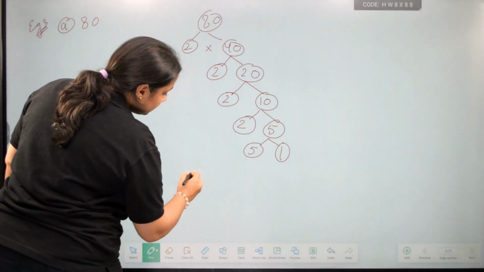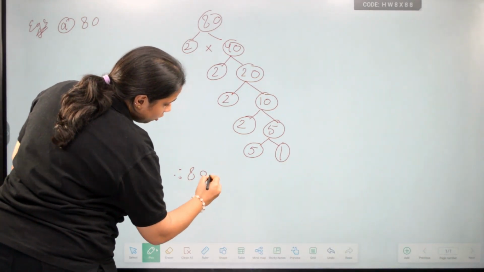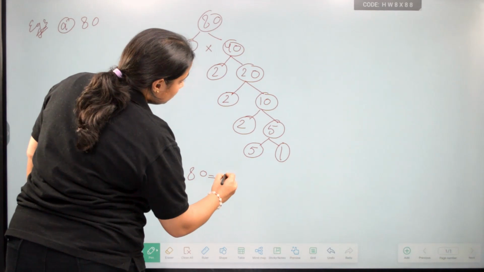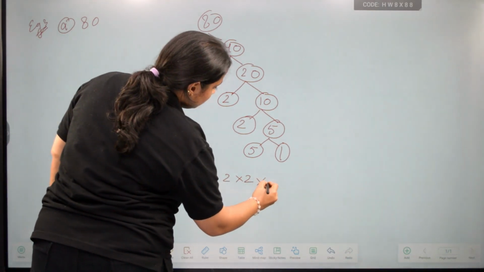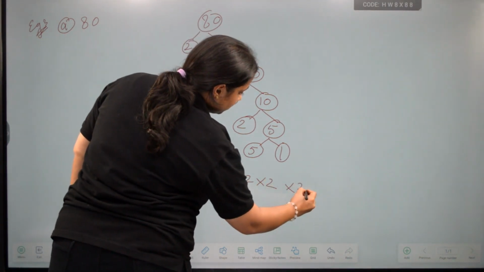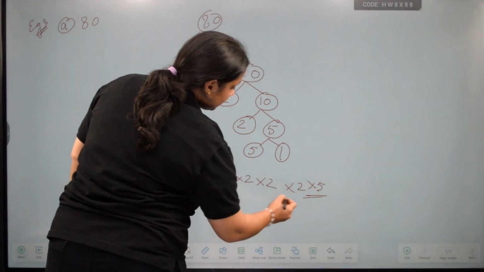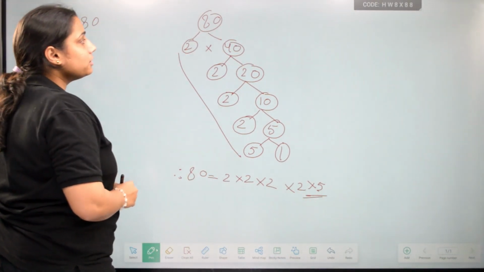So the prime factors of 80 are 2 into 2 into 2 into 2 into 5. So these are the prime factors of 80.